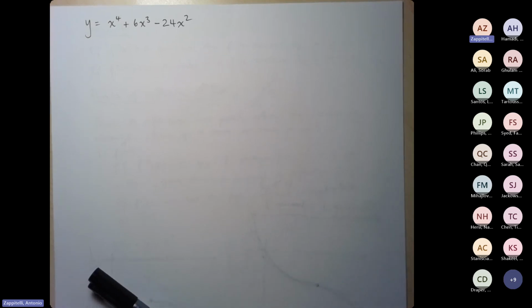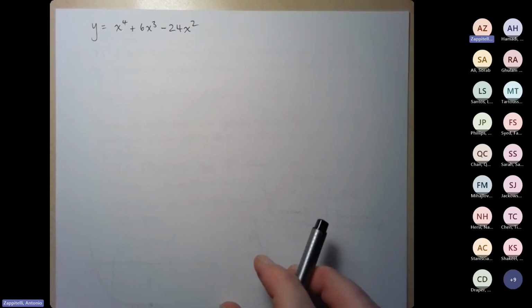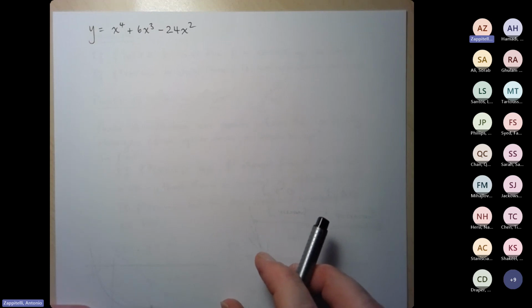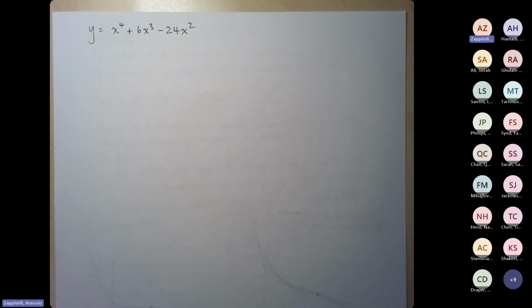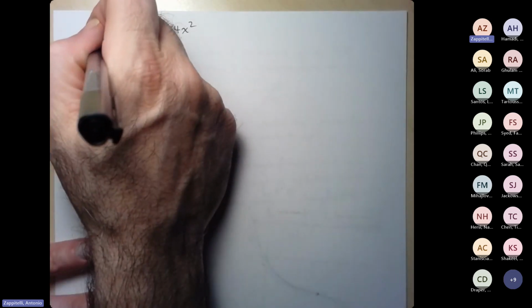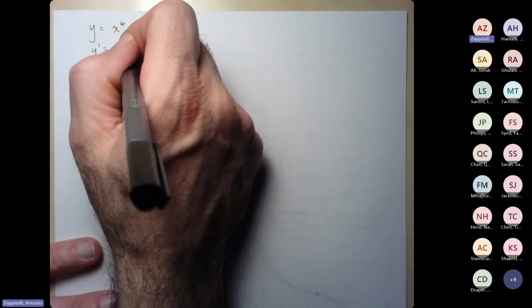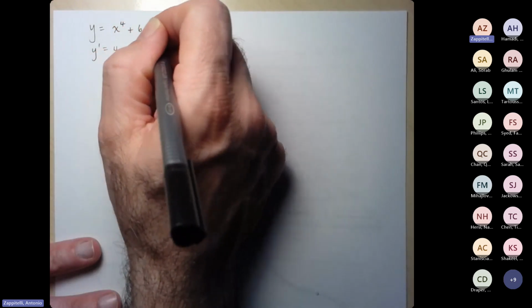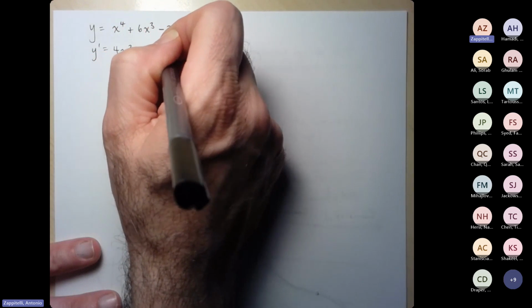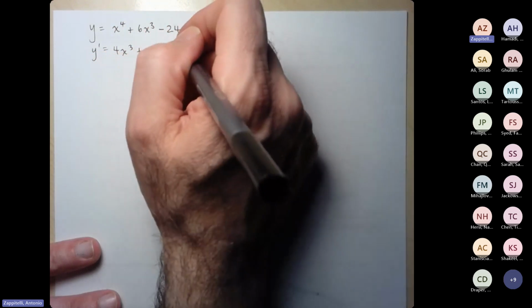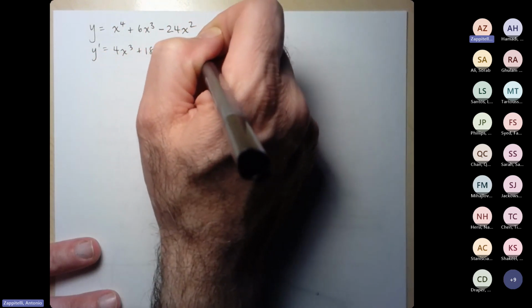All right, folks, so let's take this up here. Again, since I'm looking for points of inflection, I'm looking for when it's concave up or down, I know I have to find the second derivative. So let's start by finding the first derivative. So 4x cubed plus 6 times 3 is 18x squared minus 24 times 2, 48x.